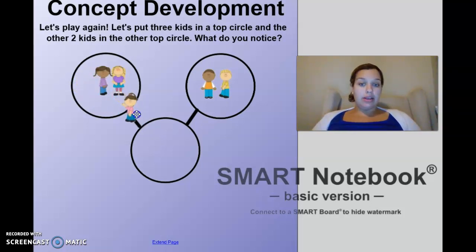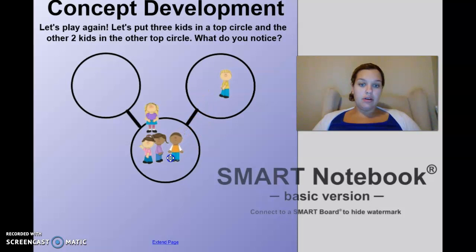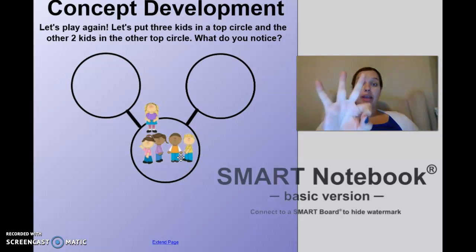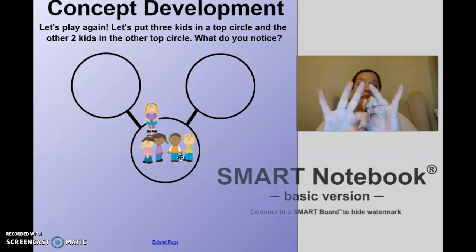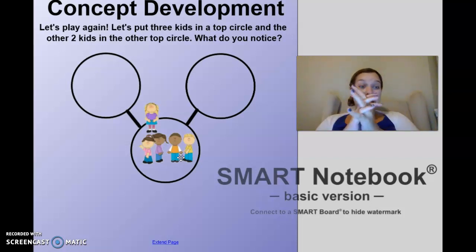So let's count as we walk them. 1, 2, 3, 4, 5. So we had 3 in one circle, we had 2 in another, and that makes 1, 2, 3, 4, 5. So we combined the parts, or we added them together.